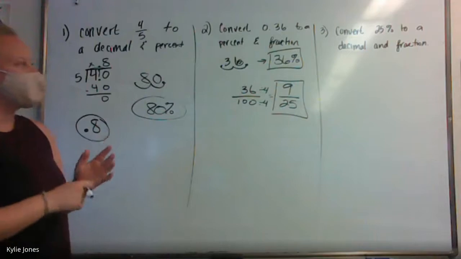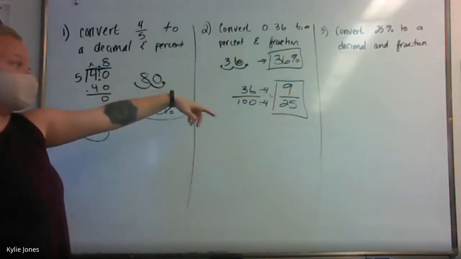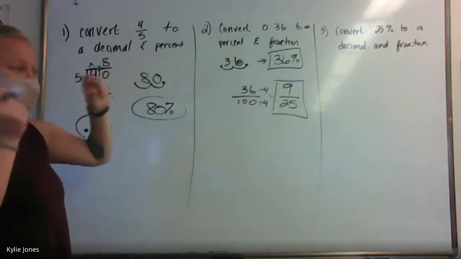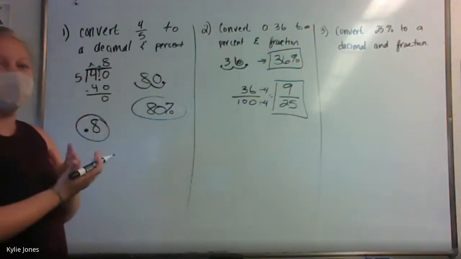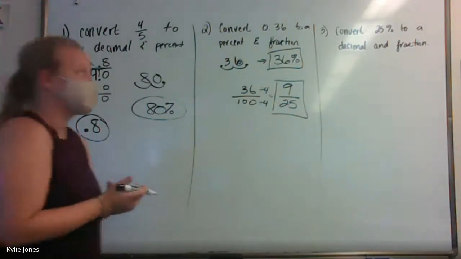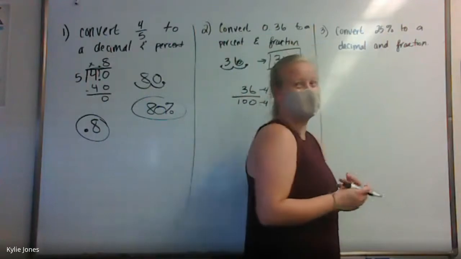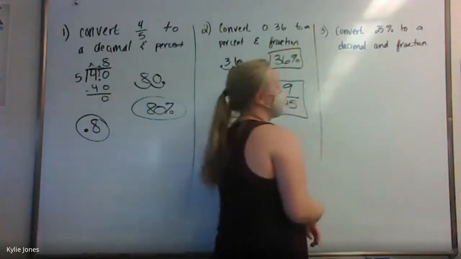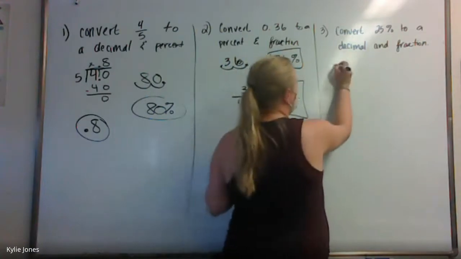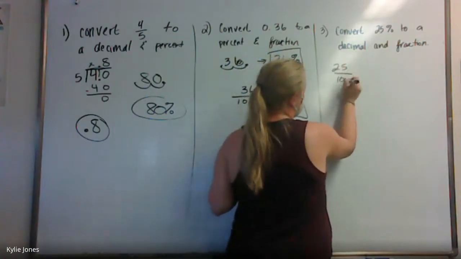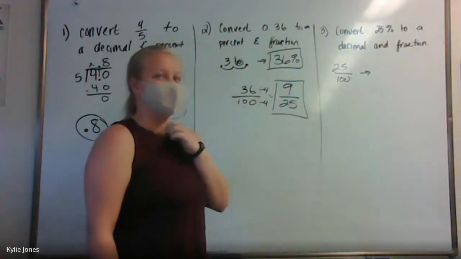Good. This last one, 25%, is one that you should really get used to knowing off the top of your head. 25% is a quarter of 100, right? Well, how much is a quarter? 25%. But what about in fraction form? 25 over 100. So if we make it a fraction, it would be 25 over 100. But I can simplify it. What number goes into both 25 and 100?